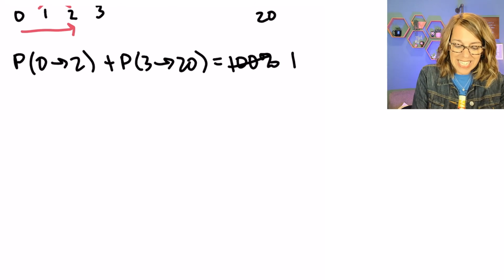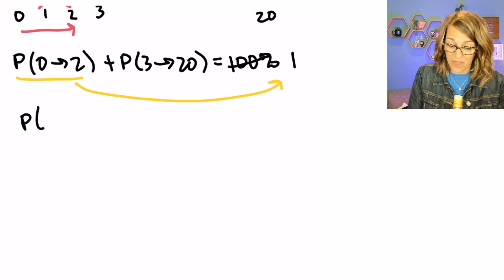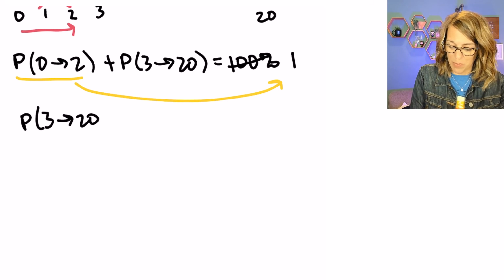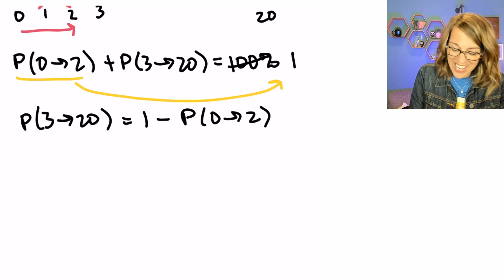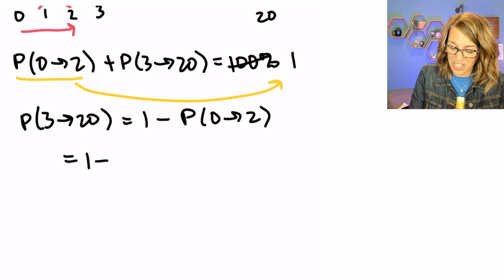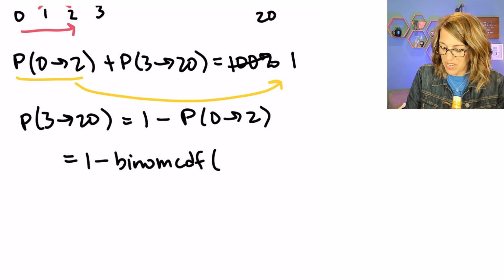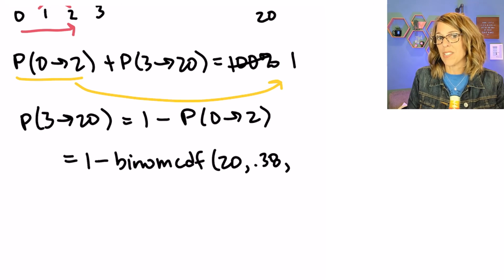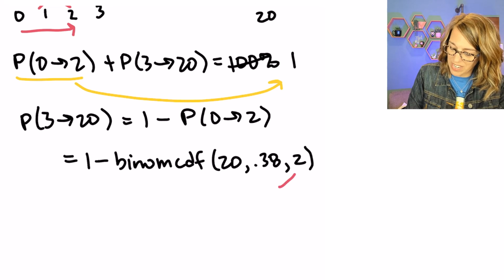So if I do just a little teeny tiny bit of algebra here, I've got that the probability of 3 to 20, I'm just going to write it this way, even though it's not super mathy, is equal to 1 minus the probability of 0 up to 2. My calculator can compute 0 up to 2. So that's going to be 1 minus the binomial CDF, and this is going to be 20, 0.38 is still my P. And now I want to subtract 0 up to 2. So I'm going to let x equal 2, remembering that in the CDF, this means 0 up to 2.